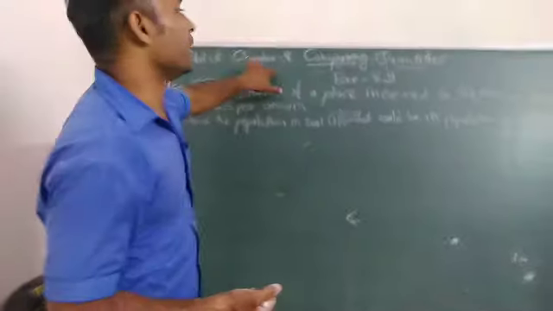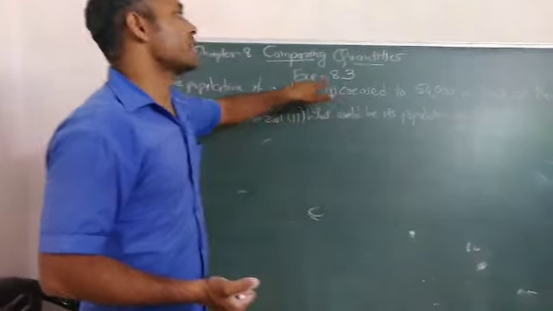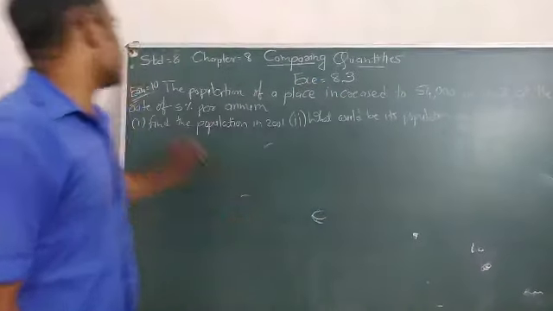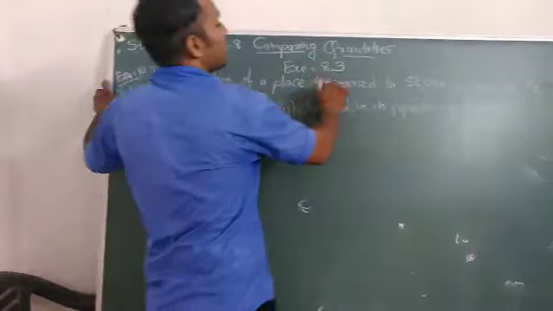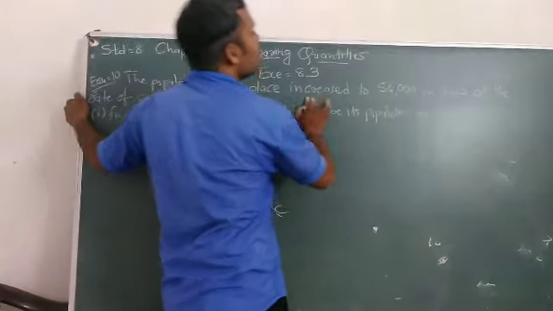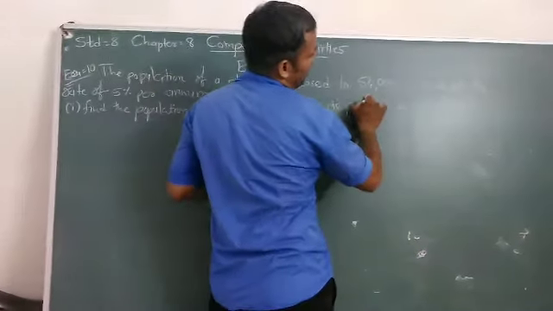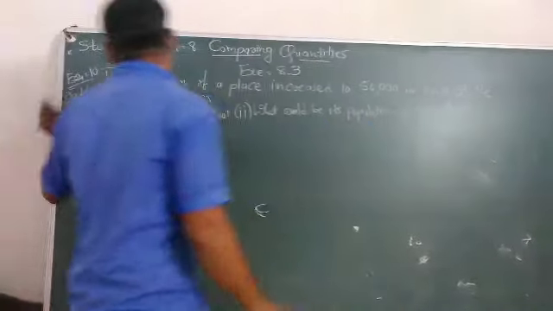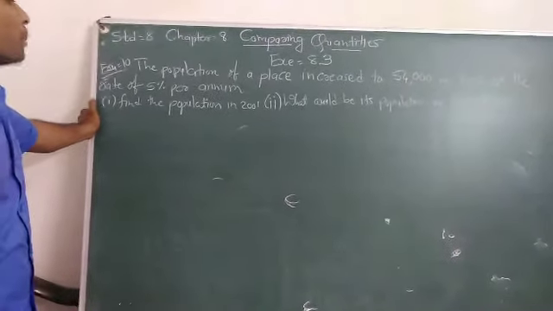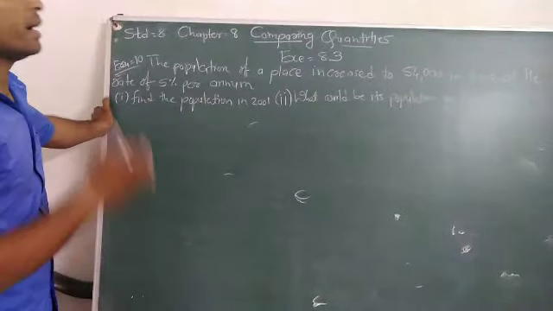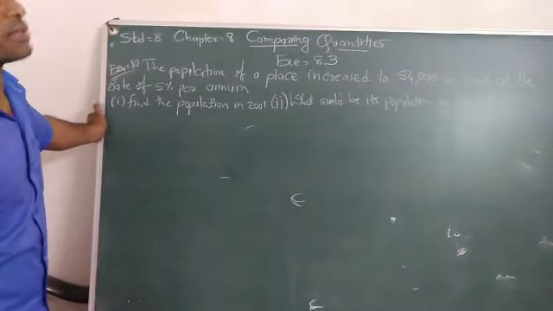Standard 8, chapter number 8, comparing quantities. Exercise 8.3, Example number 10. The question is: the population of a place is increased to 54,000 in 2003 at the rate of 5% per annum. Find the population in 2001 and what would be its population in 2005.